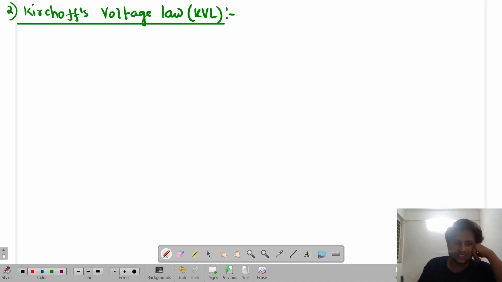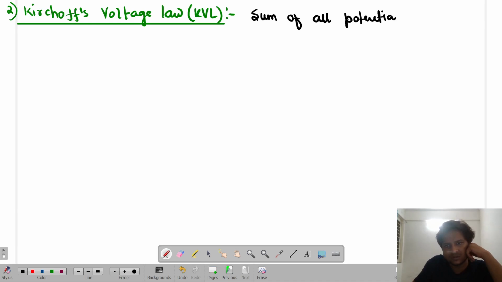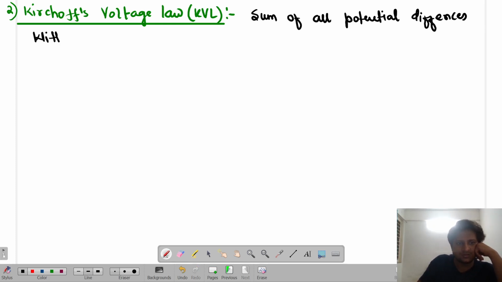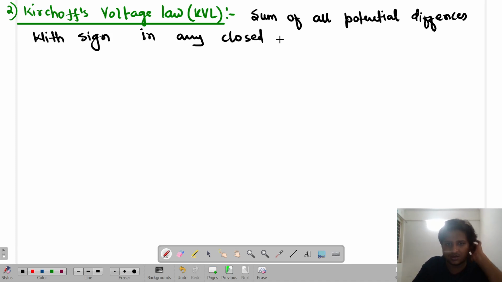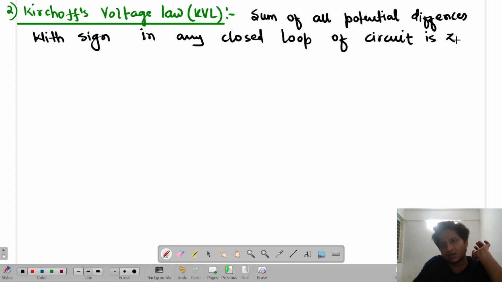KVL says that the sum of all potential differences or drops, with the sign, in any closed loop of a circuit is 0. What it says is that if there is any closed loop, and I consider all the potential drops and add all those potential differences together, then the net potential should be equal to 0. Are you able to get me or not?